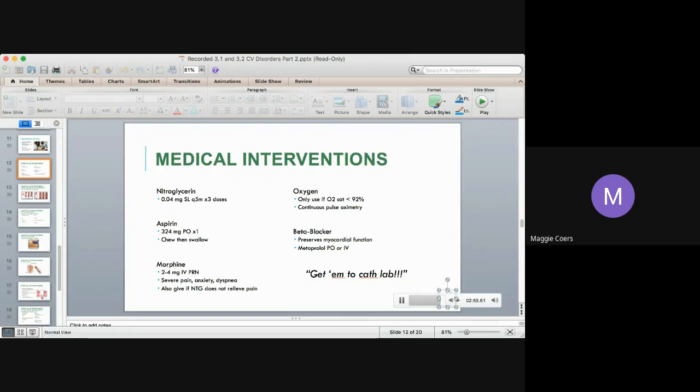Okay? So if you remember back to some of our previous lecture here, that oxygen demand is really driving the MI. So anything that we can give to reduce the oxygen demand on the heart can preserve heart function. Okay? The drug of choice for a beta blocker is metoprolol. Okay, and every patient that comes in with chest pain goes to the cath lab, okay, for diagnostic testing and then a possible stent placement.